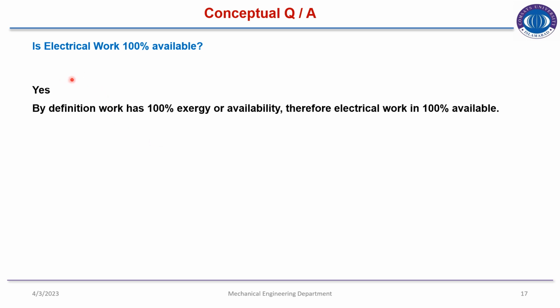Is electrical work 100% available? So yes, electrical energy is a high grade form of energy and it has 100% exergy or availability. So electrical work is 100% available. In the last slide, heat transfer or heat energy is not 100% available, and in the current slide electrical work is 100% available.